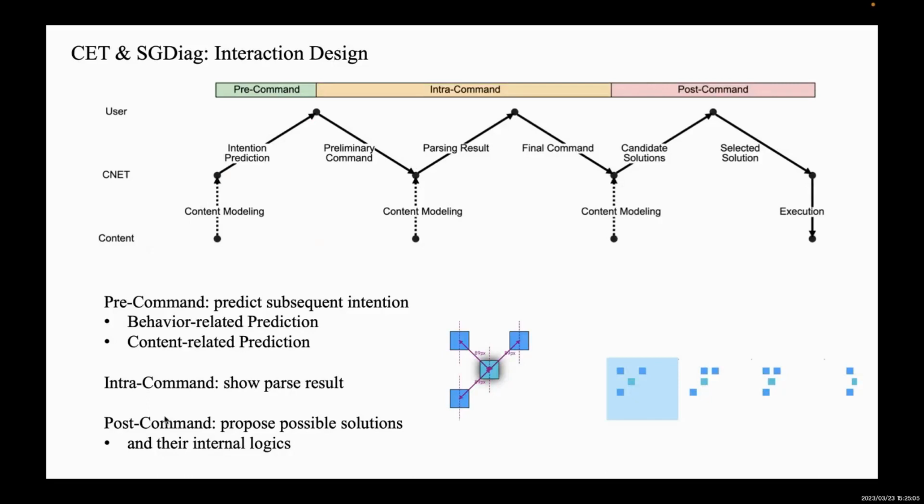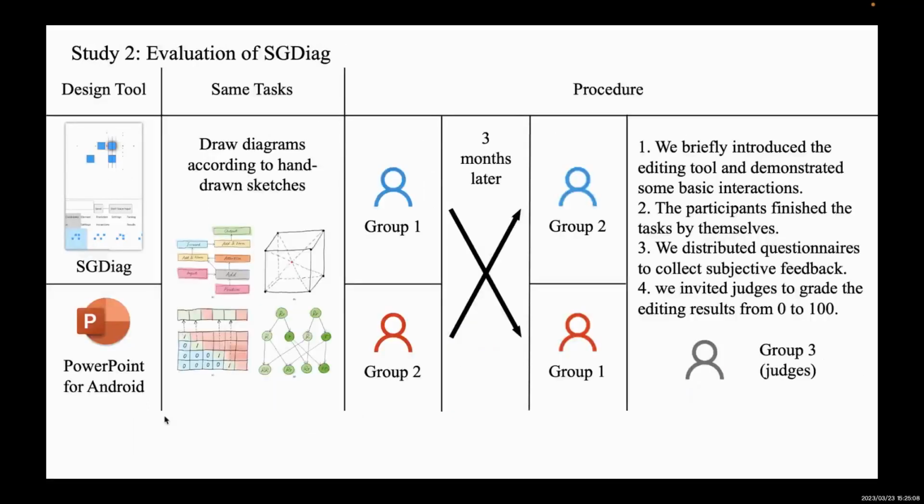We conducted a user study to evaluate whether CET can support users in accomplishing diagram editing tasks with high efficiency, good results, and positive attitudes. We compared CET with PowerPoint on Android smartphones. The experiment was divided into 2 stages. In each stage, 2 groups of participants used different tools to complete the same diagram editing tasks. After all editing tasks were completed, we invited judges to score the editing results.